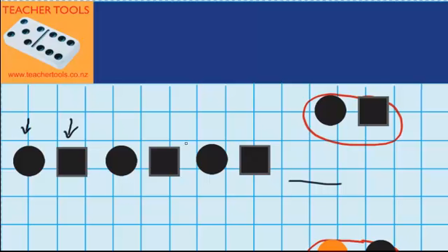Well, to do that I have to go back into my pattern. I can see a square here, and the shape that comes after it is a circle. And I can double check that. Here is another square, and the shape that comes after it is the circle. So the missing shape that goes here must be the circle. So I'll move the circle into the space below.